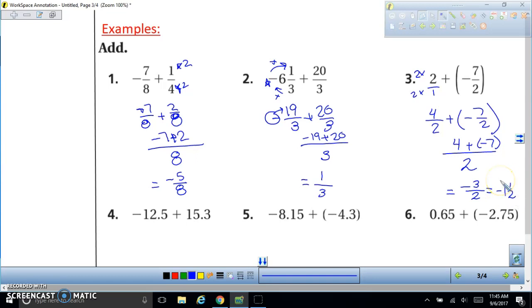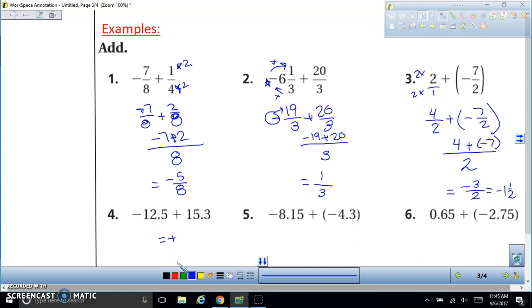All right, let's go ahead and look at decimals. These should be a little bit easier, since we don't have to change much of anything with decimals. Are they the same sign or are they opposites? They're opposites. Which one is further from 0? 15.3 is further from 0, so our answer is going to be positive.